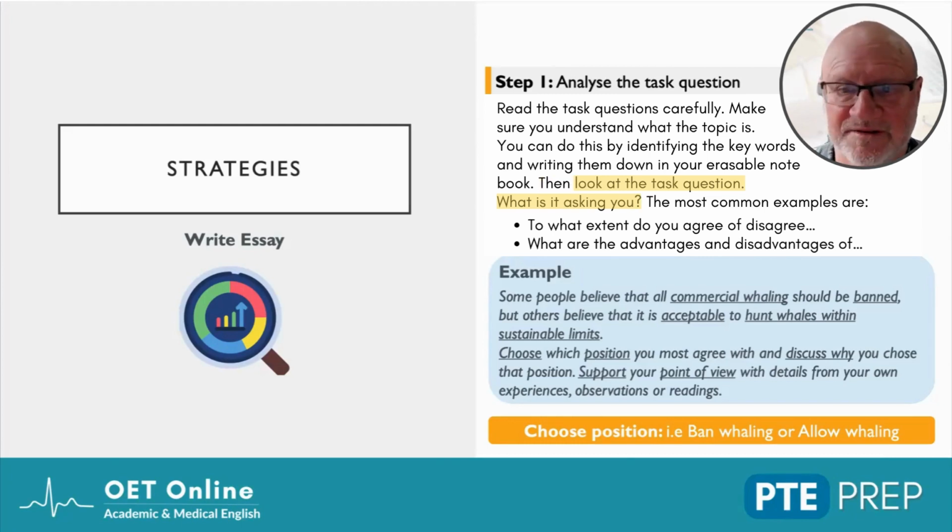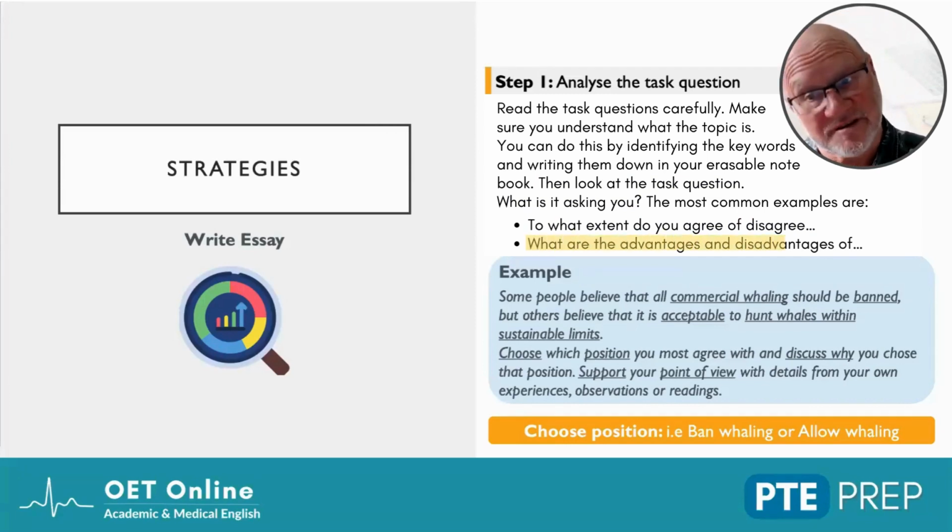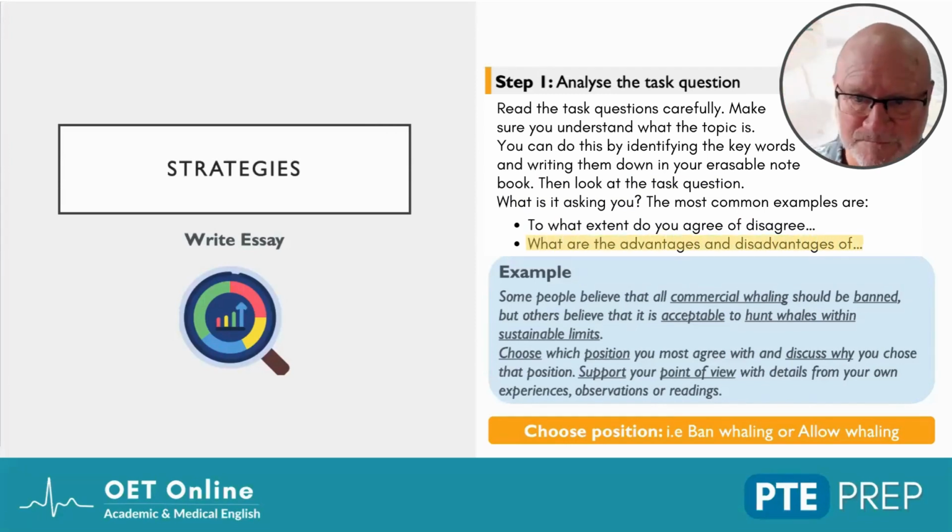The most common examples are, to what extent do you agree or disagree with something? What are the advantages and disadvantages of something else? And so forth. Now, this is the example we're going to look at today. Some people believe that all commercial whaling should be banned, but others believe that it's acceptable to hunt whales within sustainable limits. That's our statement.